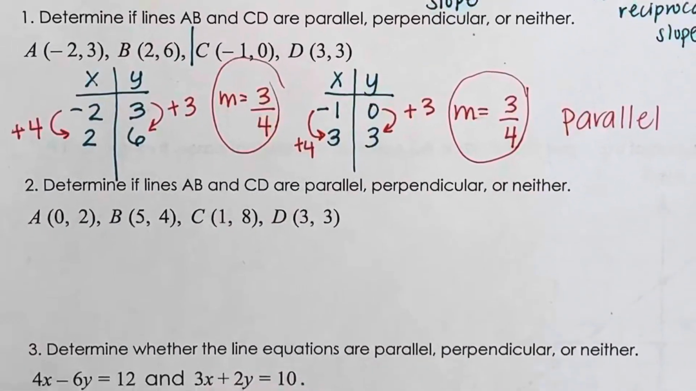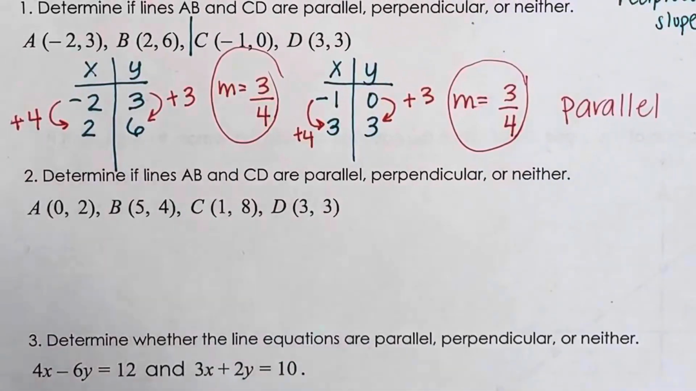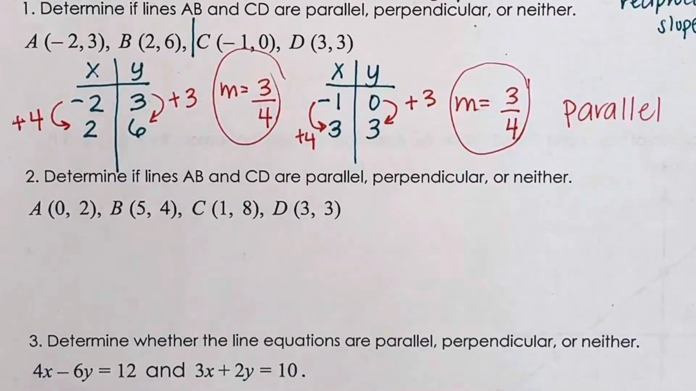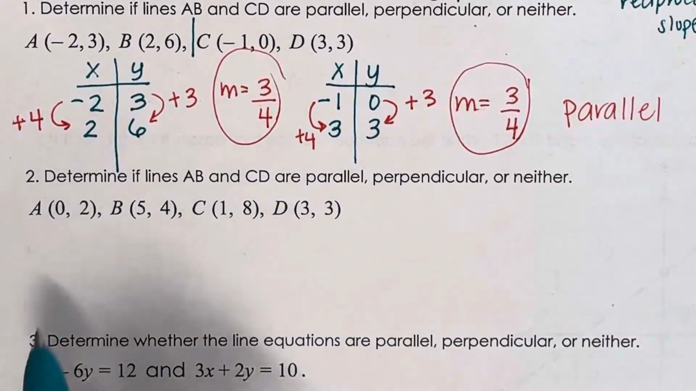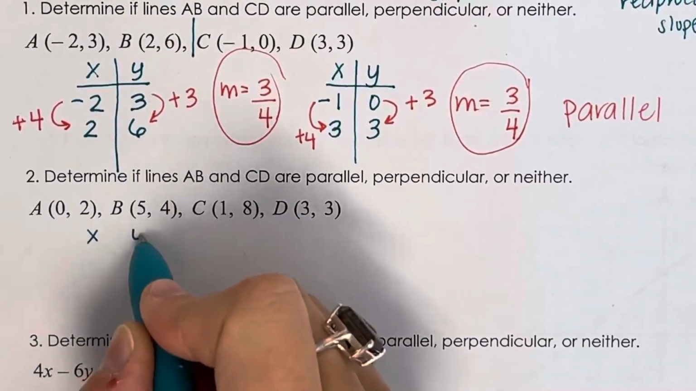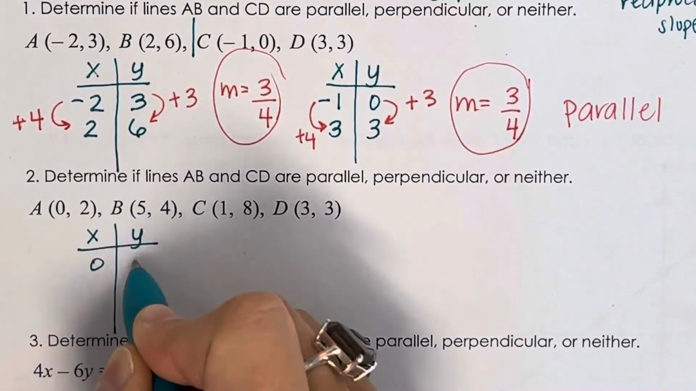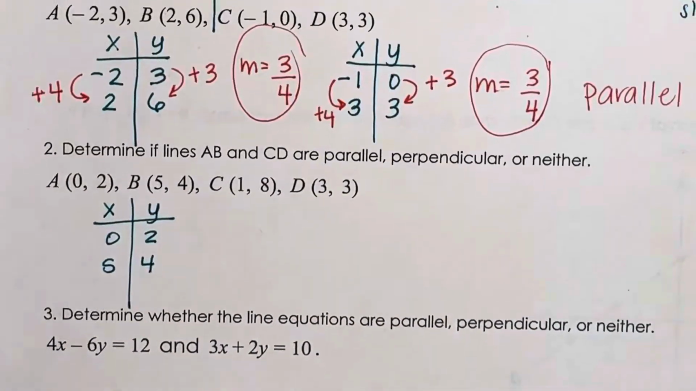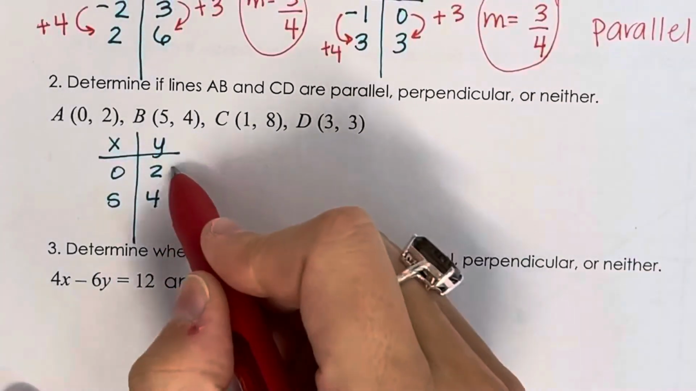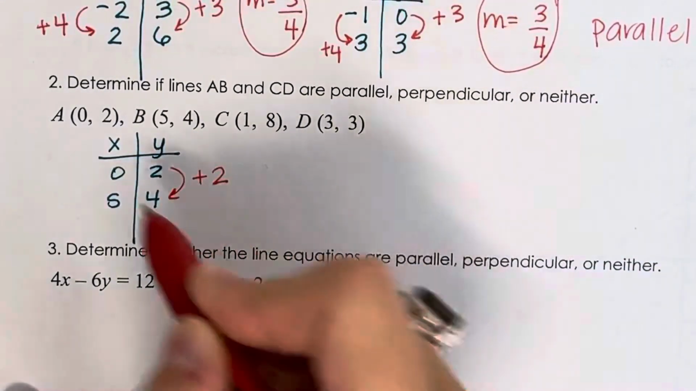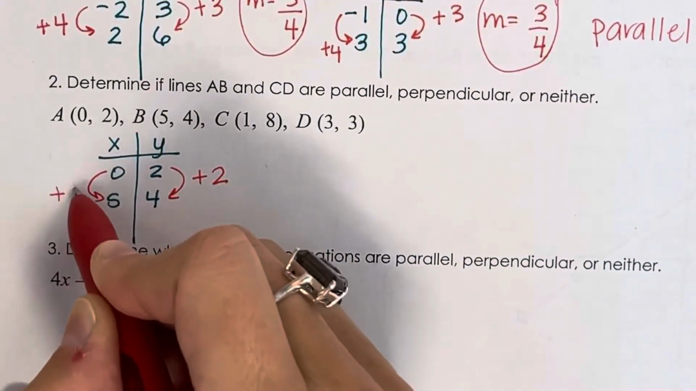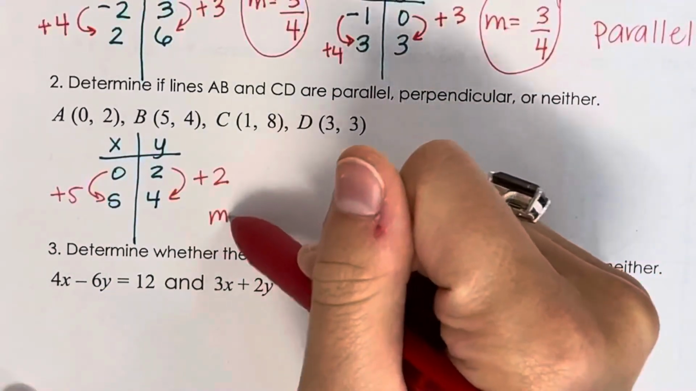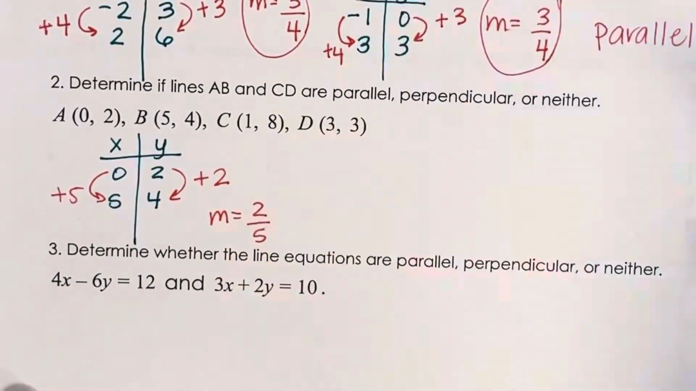Number two, same exact type of question. Determine if the lines are parallel, perpendicular, or neither. I'm going to do the exact same thing. For AB, I write it as a chart: 0, 2, 5, 4. My change of y, to get from 2 to 4, I add 2. To get from 0 to 5, I add 5. So my slope is 2 over 5.